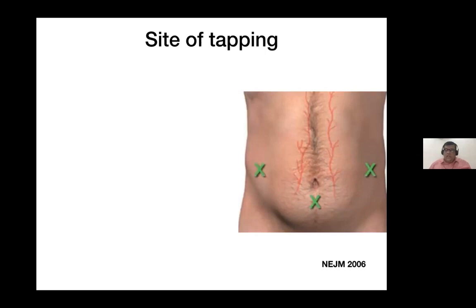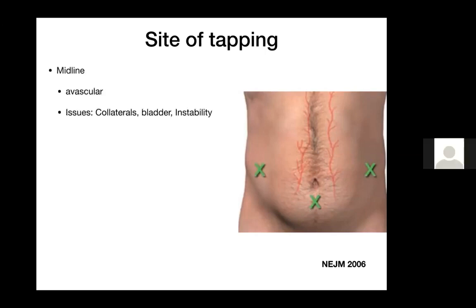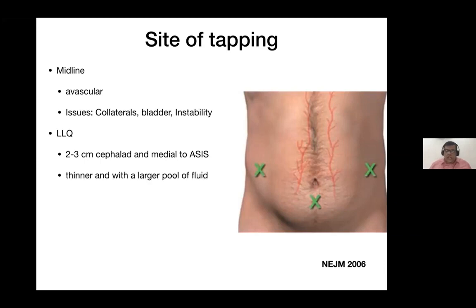The left lower quadrant is the second site. The left lower quadrant is 2 to 3 centimeters cephalad and medial to the anterior superior iliac spine. So roughly this is 2 finger breadths above and medial to the ASIS. The advantage of this site is that the maximum amount of fluid is present in this area, and the abdominal wall is pretty thin. So it is easy to get fluid from this particular area. The disadvantage is that in patients with severe constipation and loaded colon, you may actually inadvertently puncture the colon. But this actually is the preferred site.